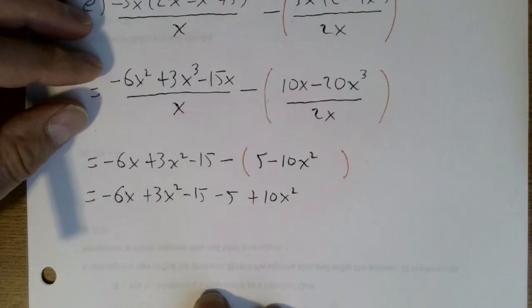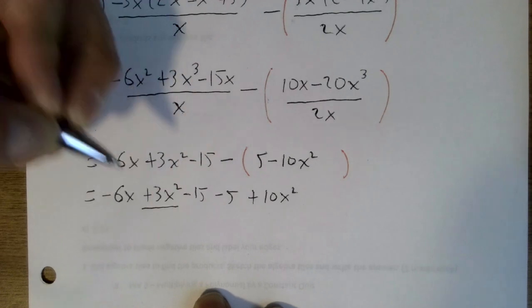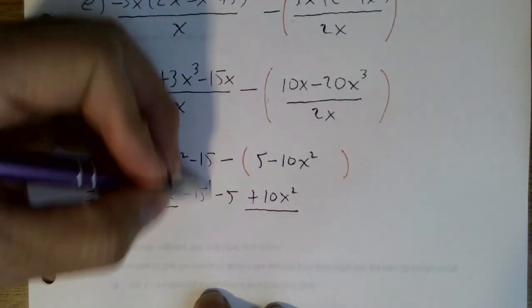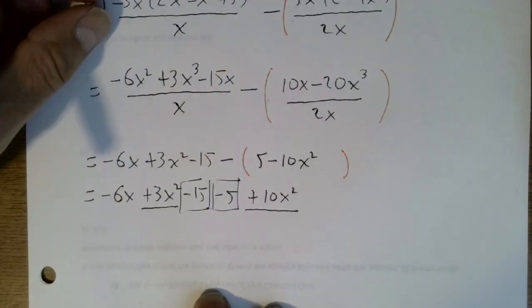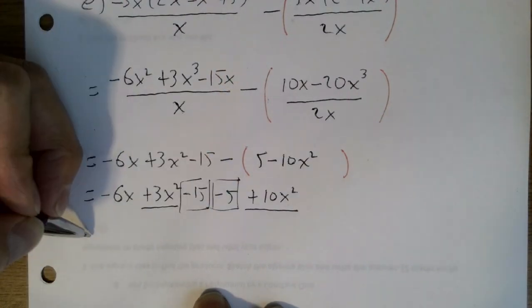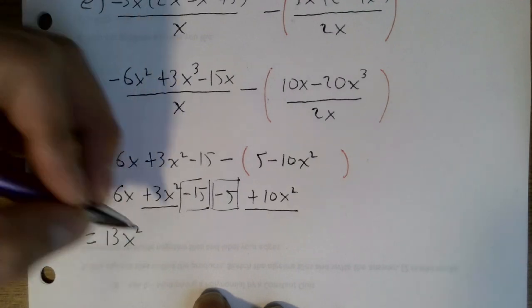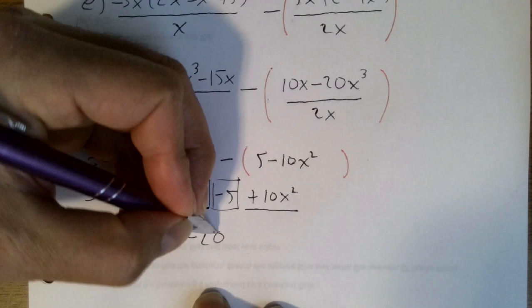All right, so close. Like terms, we've got some x squareds that are the same. And we've got some numbers or constants that are the same. Starting at the highest degree, we'll have 13x squared minus 6x minus 20.